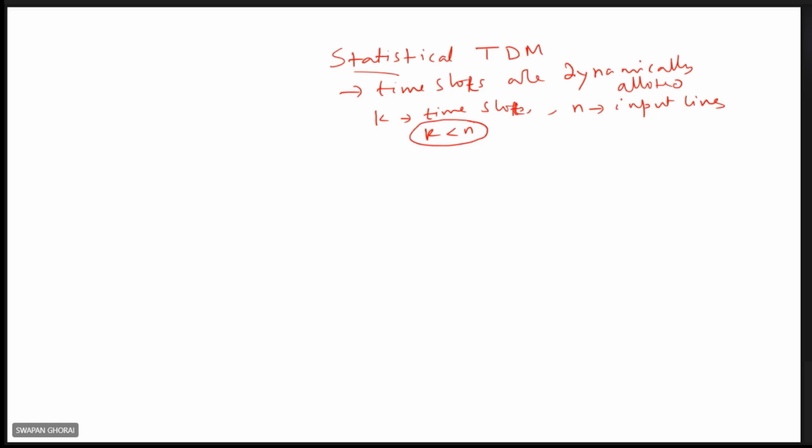Here, the time slots are allotted in a dynamic fashion. If a source has data to send, only then will a time slot be allotted to it. Otherwise, the multiplexer will check the input lines in round robin fashion. It will allocate a particular slot for a particular line if it has data to send. Otherwise, it will just skip the line and check the next line. So that is the fact.